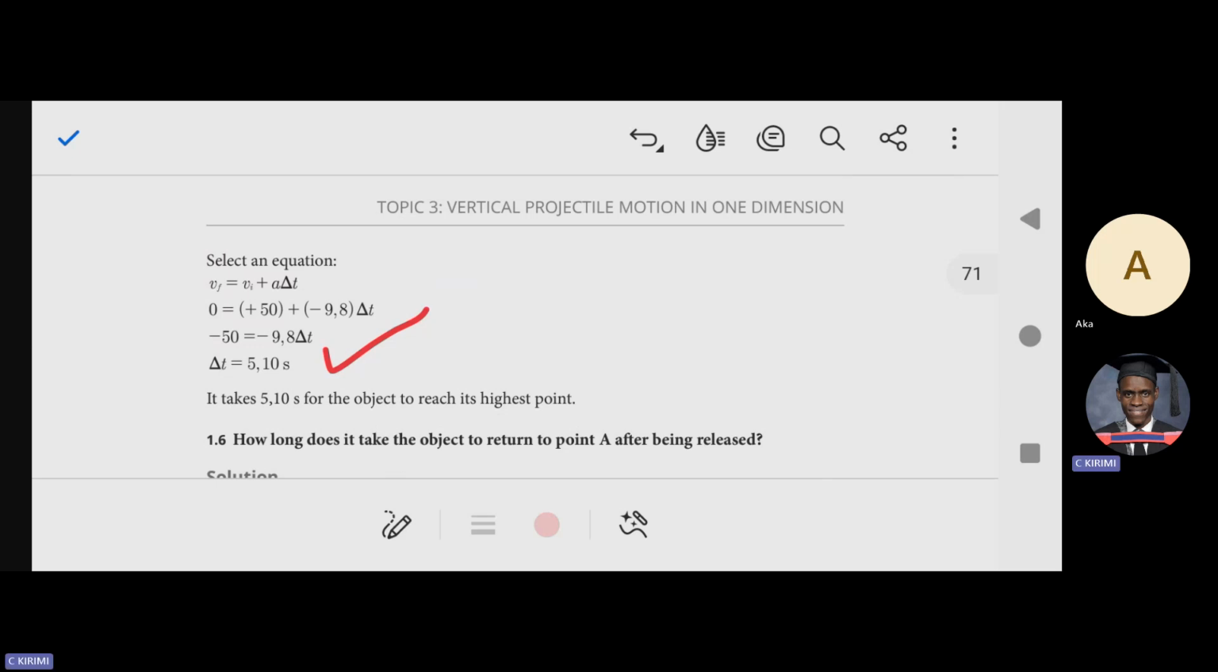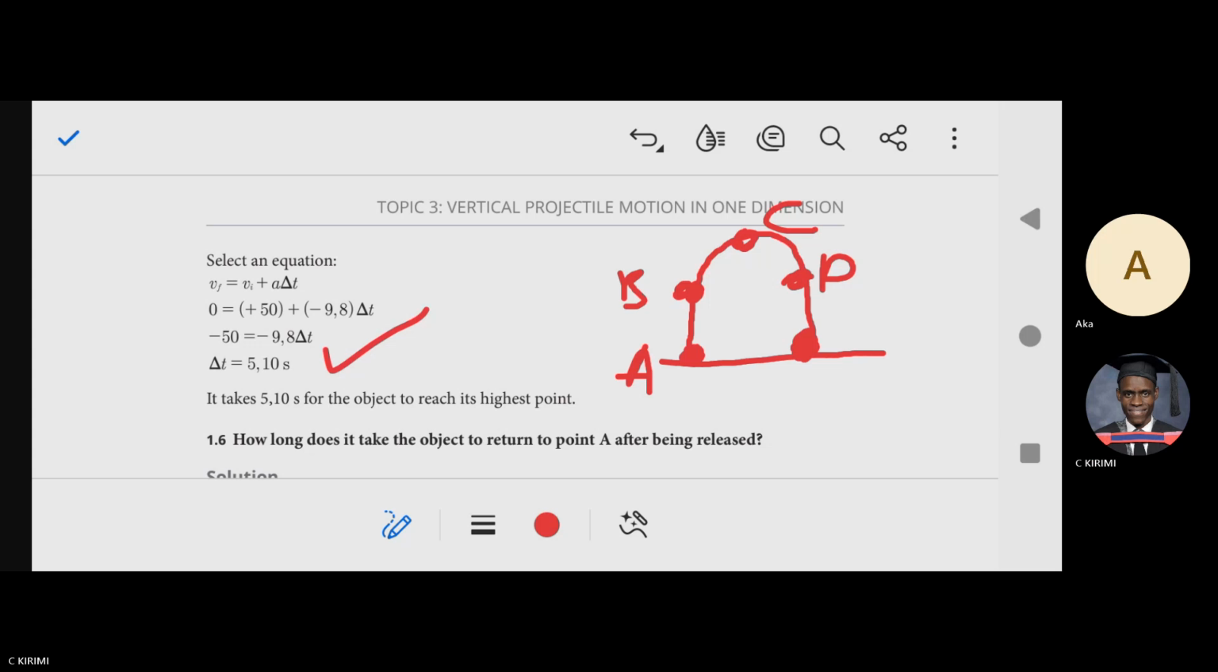All right. So how long does it take the object to return to point A after being released? So which means the point of release is here, it goes up and comes back. You must know how to interpret. This is A, your point of release. B is somewhere there. Maximum point C, comes back to D, then to the ground. So they want this T. What is the total time taken?